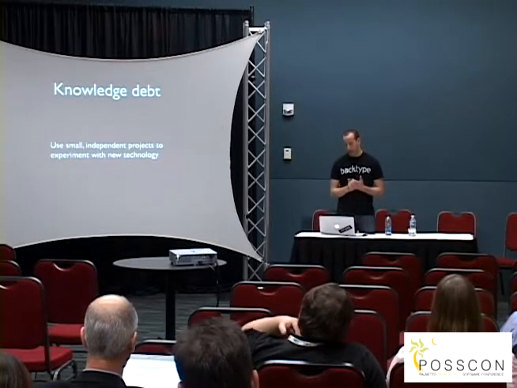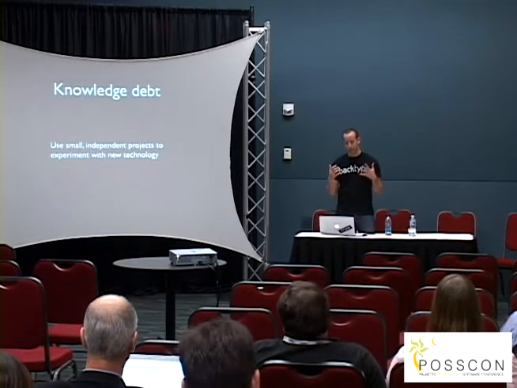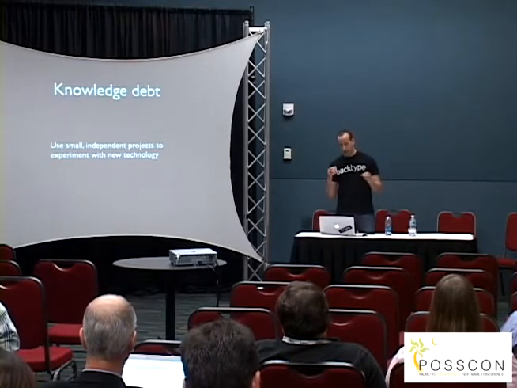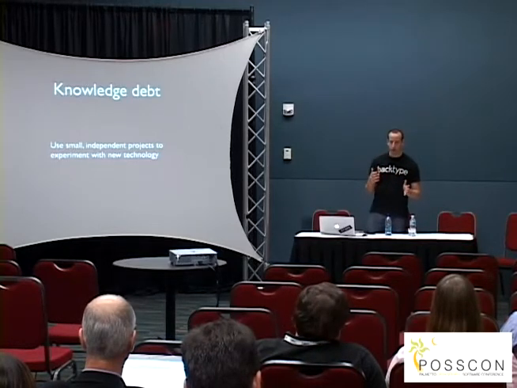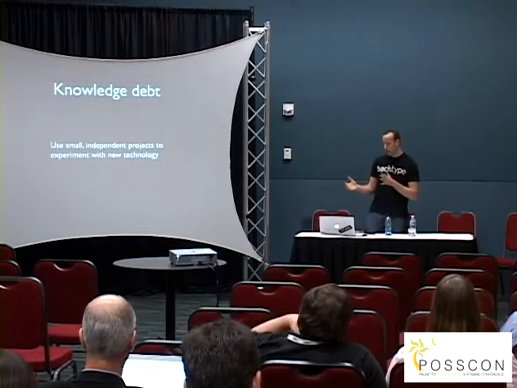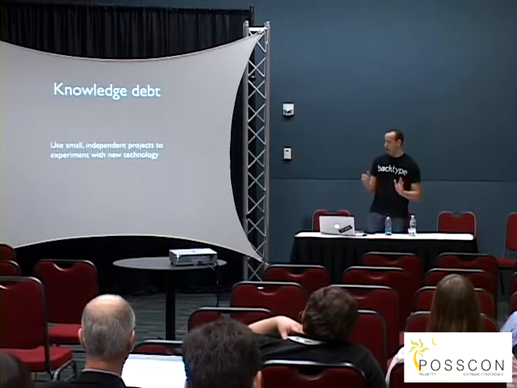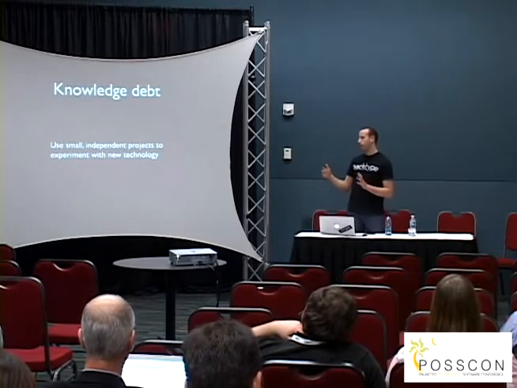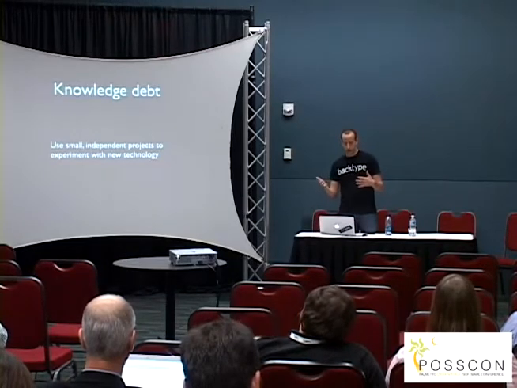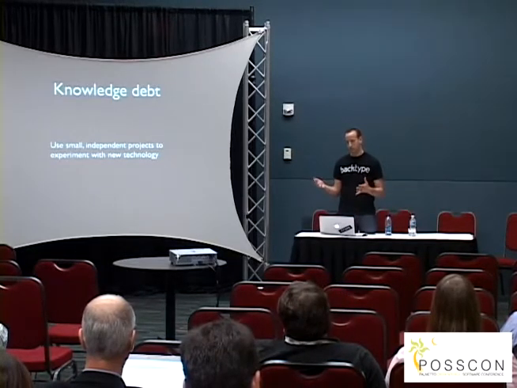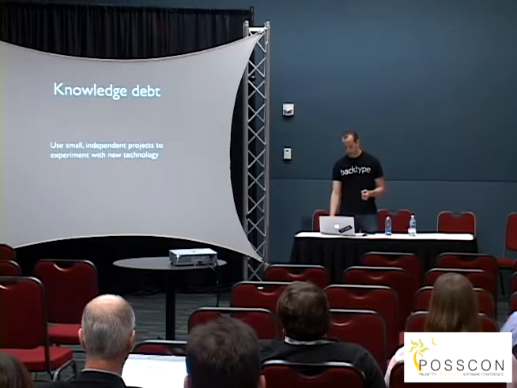So what we do at BackType to battle knowledge debt and keep increasing our productivity over time is we keep abreast of new technologies, keep track of technology that looks interesting to us. Then sometimes we have a small project that comes up, some small independent project from the rest of our code base, and we'll use that project to experiment with new technology. So rather than build it with the technology we know and are good with, we'll try some new piece of technology. So let me give you an example.